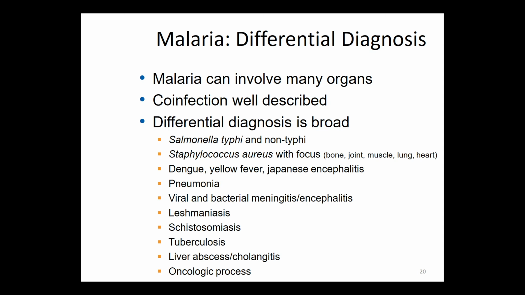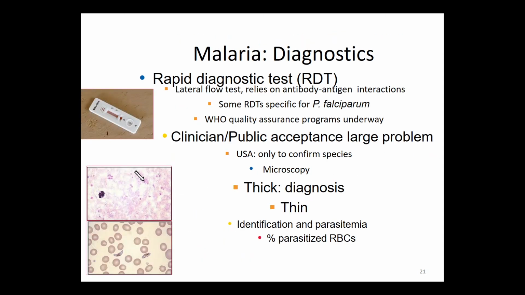And in malaria, there may be some cough. Viral and bacterial meningitis, meningoencephalitis, especially when we talk about malaria and coma. In tropical malaria, coma may develop rather fast. So a person has a high temperature, which is irregular, and then just some neurological symptoms. Of course, you can think of meningitis or encephalitis, which are probably viral or bacterial. But again, don't forget about malaria, especially in endemic areas. Also leishmaniasis, schistosomiasis, tuberculosis, liver abscesses, cholangitis, or an oncologic process. But again, to confirm those, we have diagnosis.